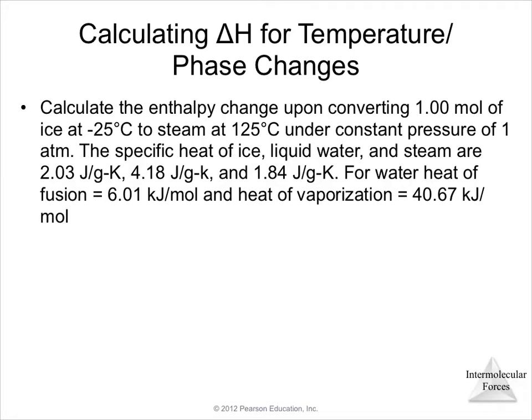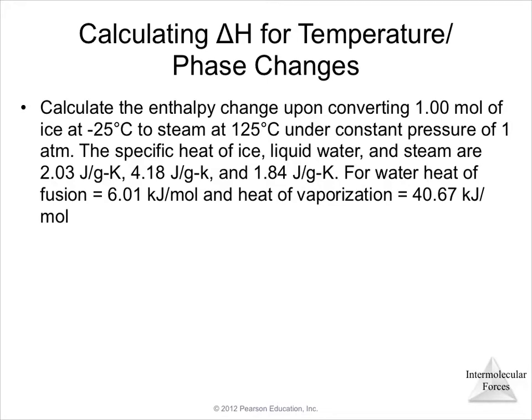We need to know the specific heat of ice, of liquid water, and steam. So they gave them to you respectively. We have ice is 2.03 joules per gram Kelvin. The specific heat for liquid water is 4.18 joules per gram Kelvin, and steam is 1.84 joules per gram Kelvin. They also gave us the heat of fusion and the heat of vaporization. We'll need that when we need to find the energy during the phase changes.